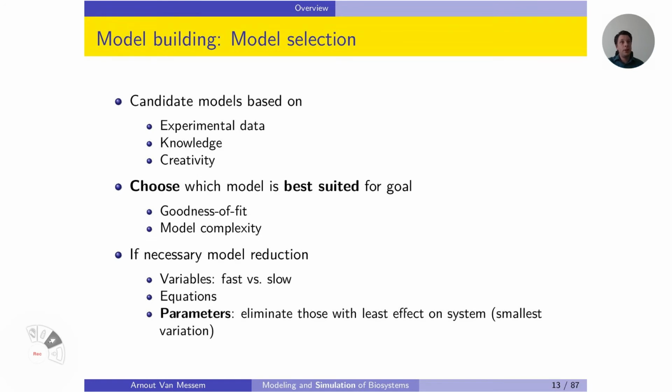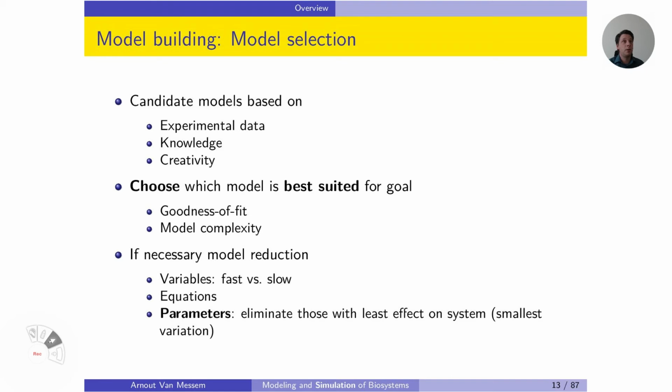Model building, model selection is another thing that we have to do. Once you have an idea, you can have different kinds of models and you have to select one of them. Candidate models are based on your experimental data. Based on the experiments that you did, you could have different ideas for a model. Knowledge: if there have been some models before on this topic, you can reuse them. So you don't have to reinvent the wheel again, but use the knowledge that exists.